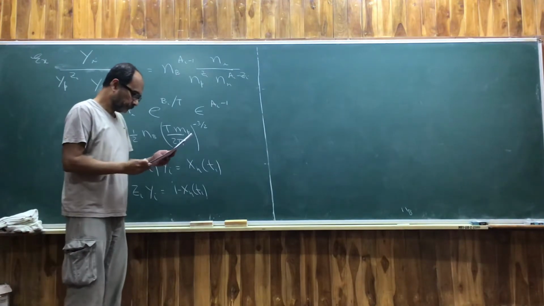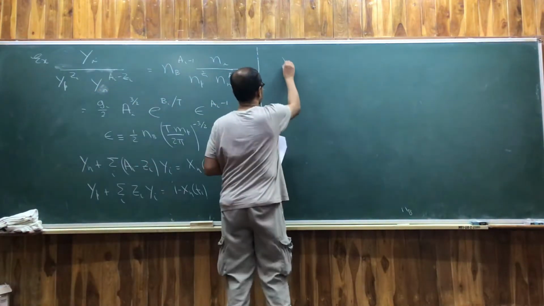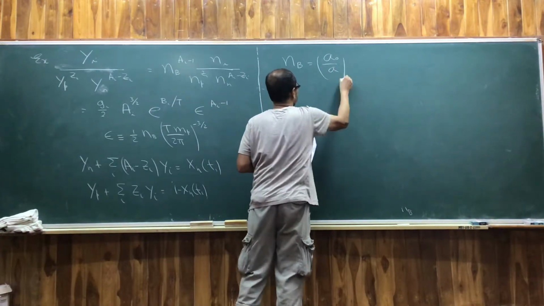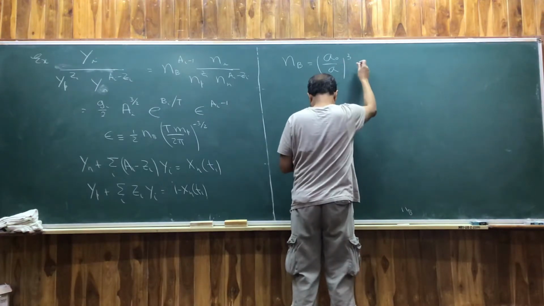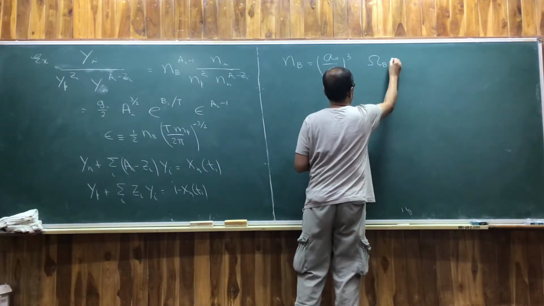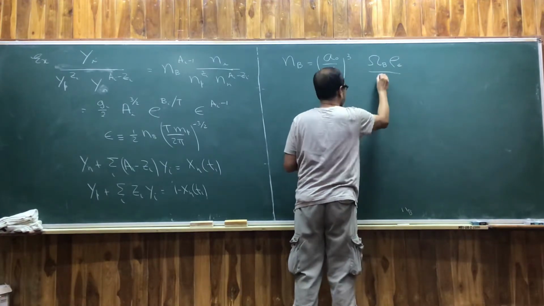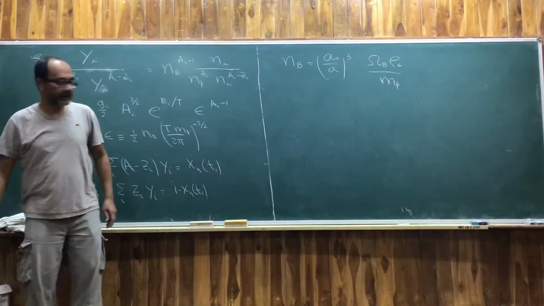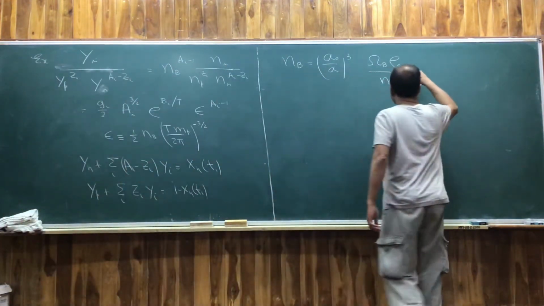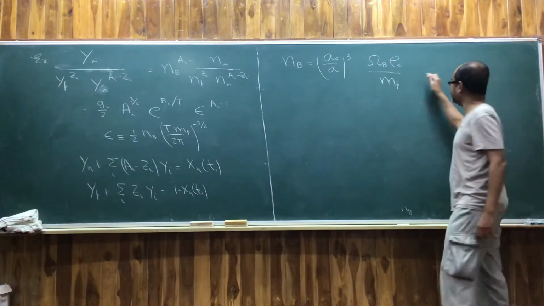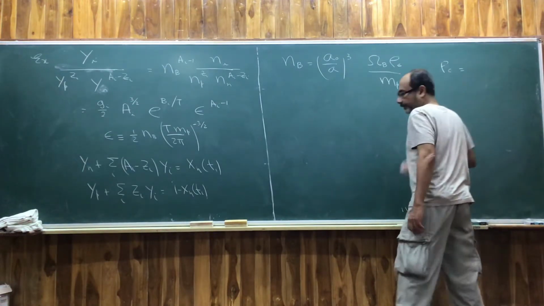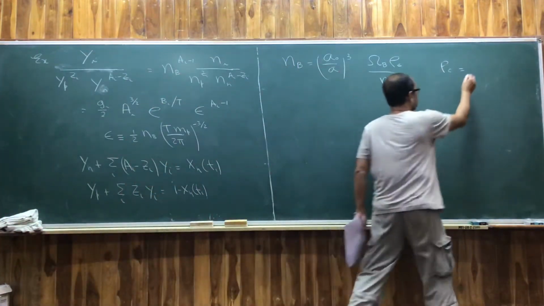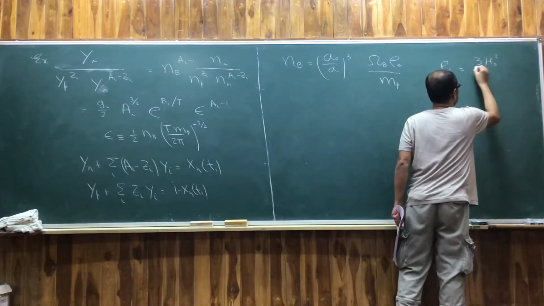So NB is A0 over A cube times omega B rho C over NP. Okay, so what have we done? Rho C is the critical density today. We had given the expression for rho C in terms of the Hubble constant, right? It is 3H0 square by 8 pi.